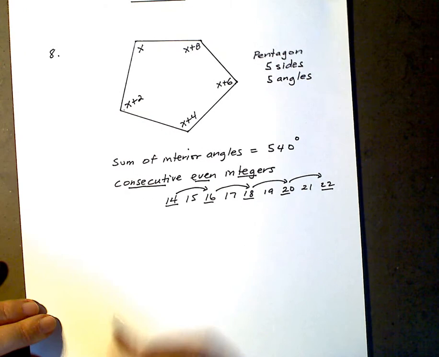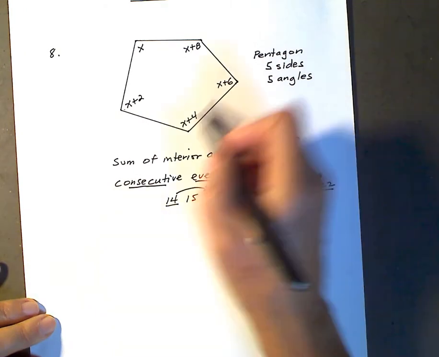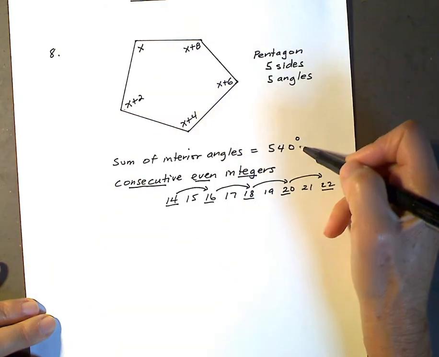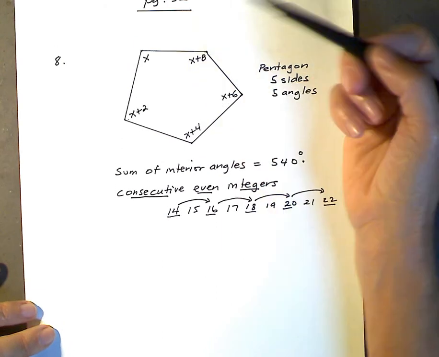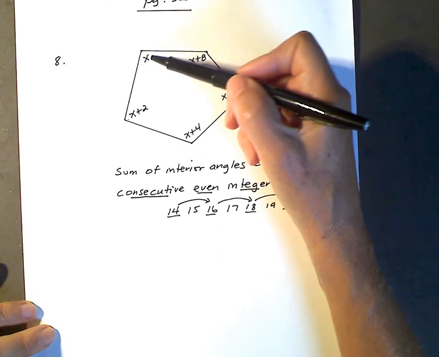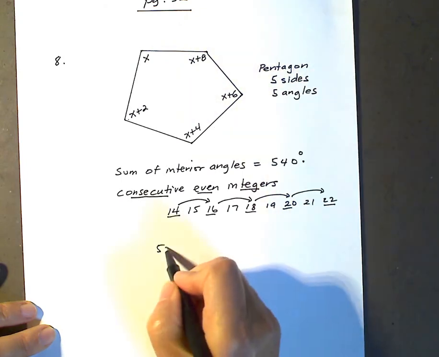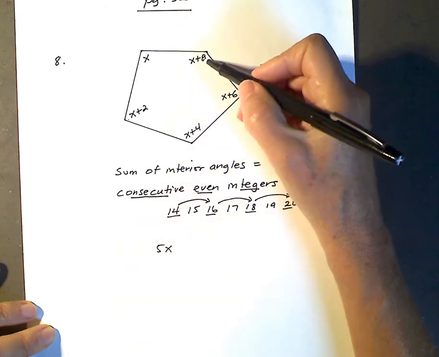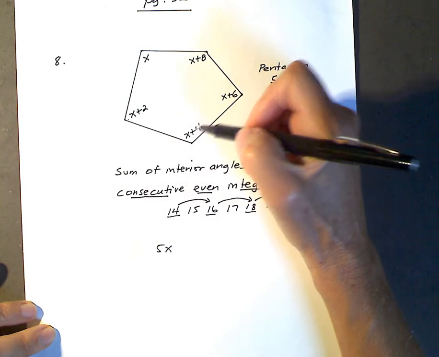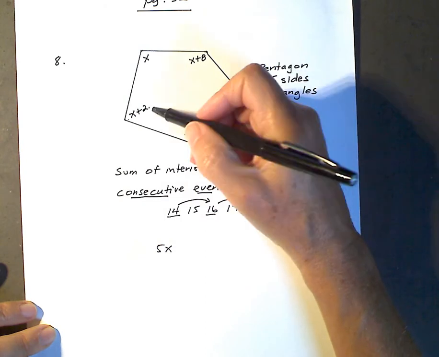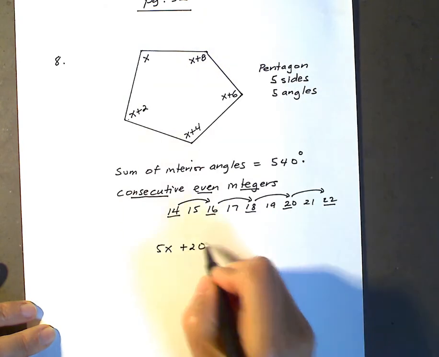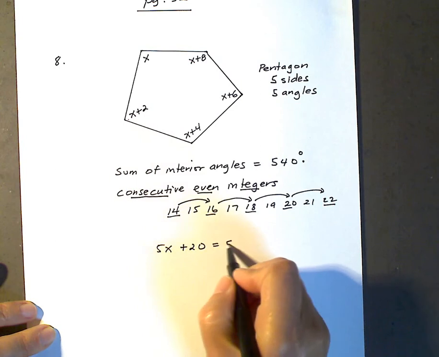So anyway, the sum of all of these angles is 540 degrees, so I'm going to write that algebraically. I've got the sum of all these. I'm going to be adding 1, 2, 3, 4, 5 x's, plus 8 plus 6 is 14, plus 4 is 18, plus 2 is 20. So that's the sum of all those angles being 540 degrees.